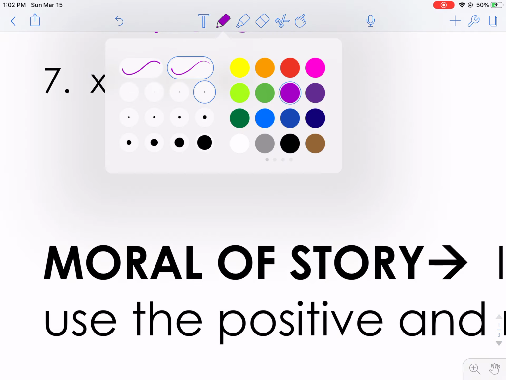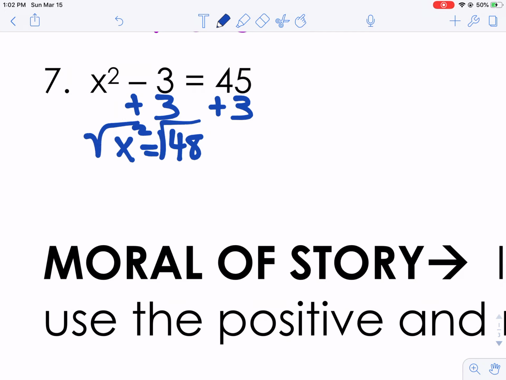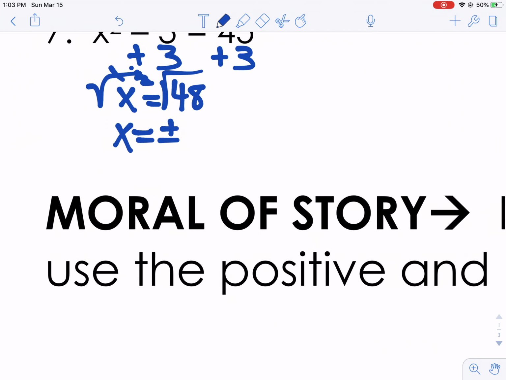All right, number 7. Again, good time to practice. Pause the video, come back and look. The square term is not isolated, so we're going to add 3 to both sides. So you get x squared equal to 48. And now that the square term is isolated, we're going to square root both sides. So the square and the square root cancel. That leaves me with x equals positive or negative. If I type square root of 48 in my calculator, I get a yucky decimal. So that means we have to simplify.